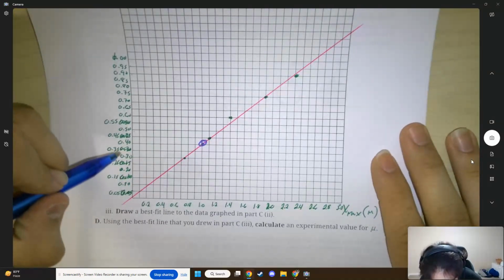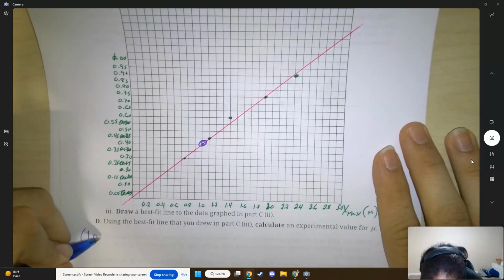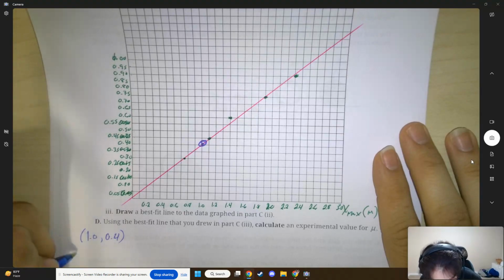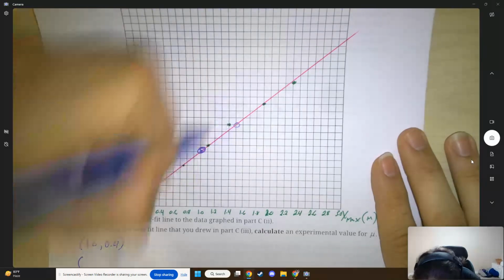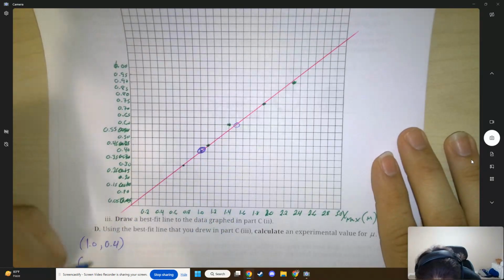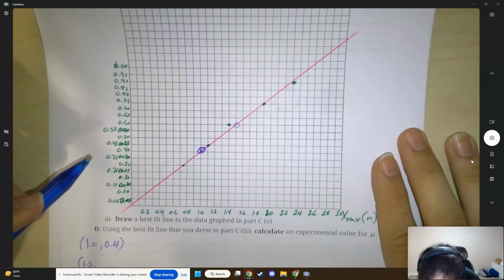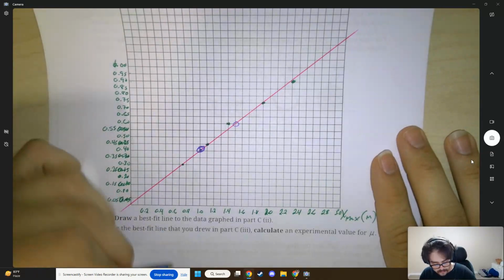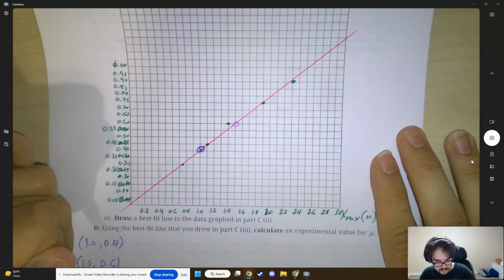I'm going to take that point right there, and let me just write my coordinates off here to the side: 1.0, comma, 0.4. And then my other one, right there is another good one. That's going to be 1.5, comma, where does it go to? 0.6.